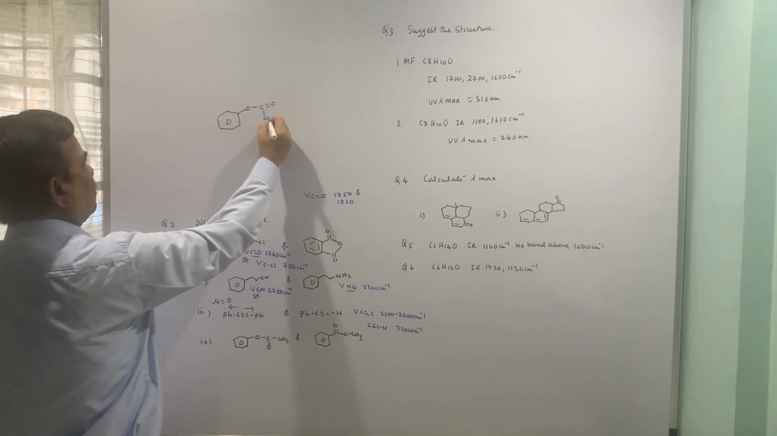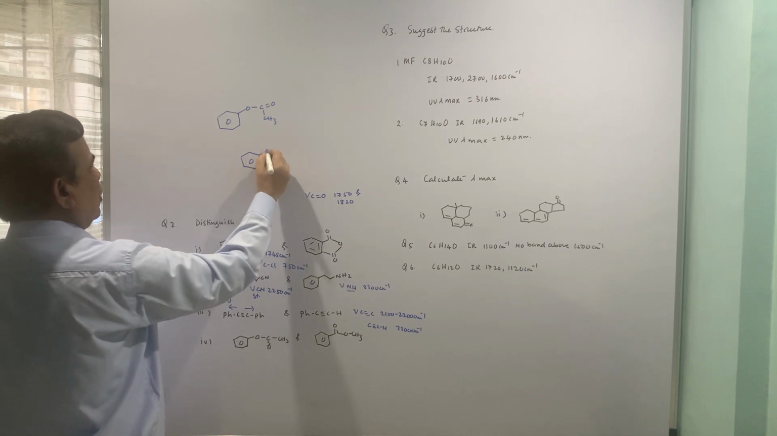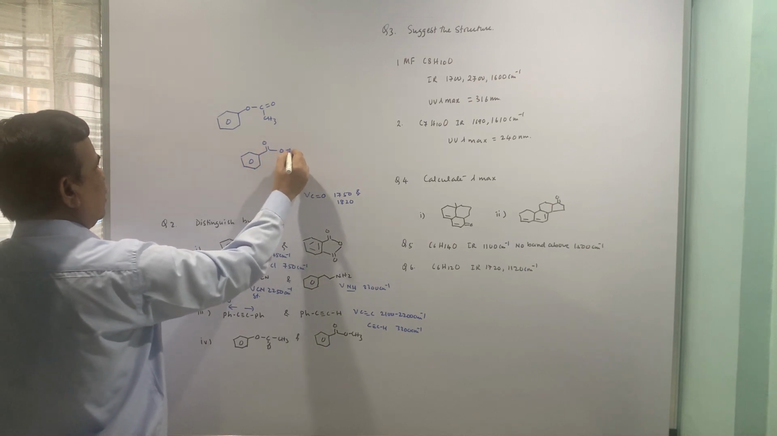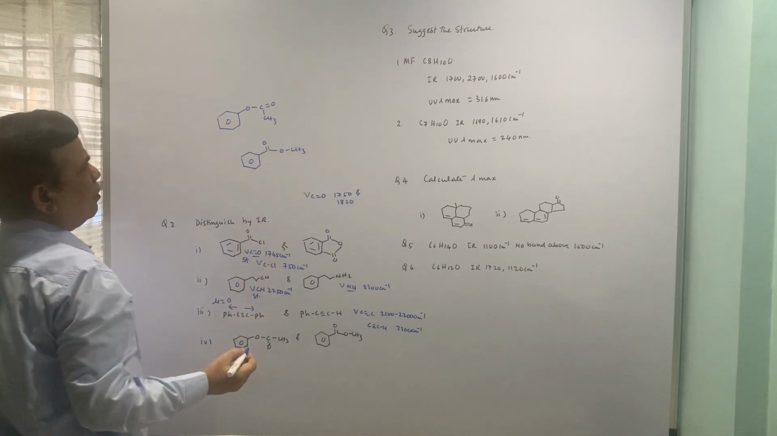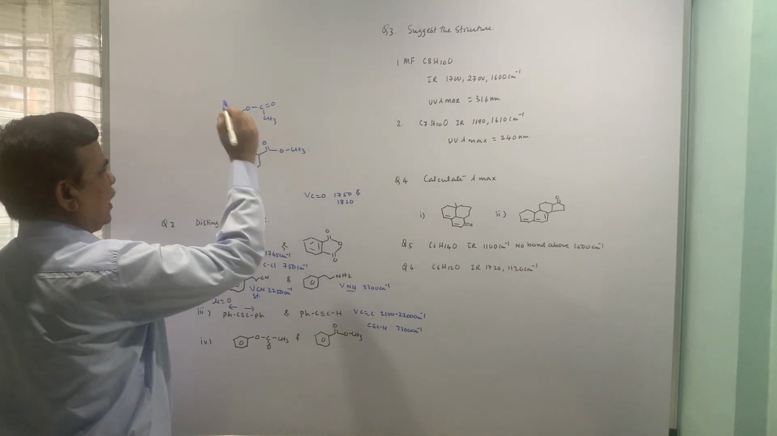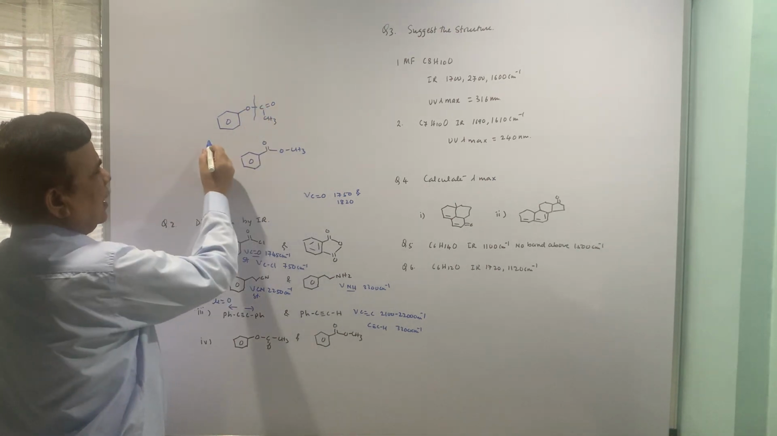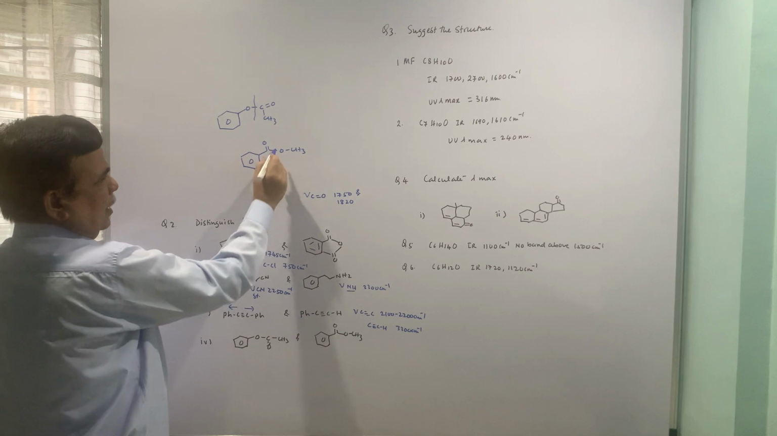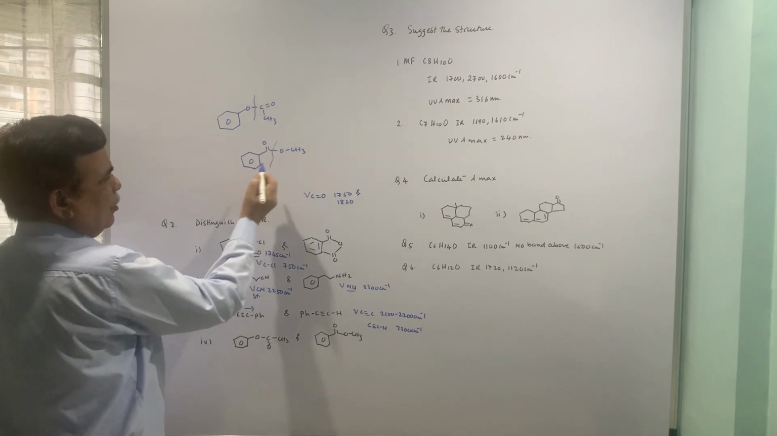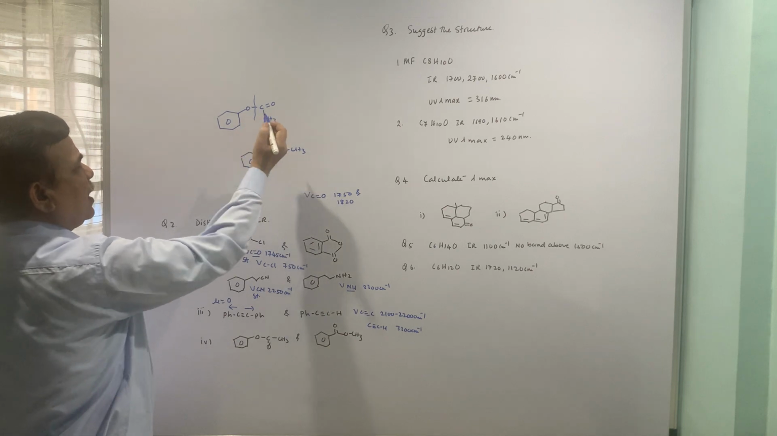OCOCH3, this is one, and the other one is COOCH3. So, this is phenyl acetate, this is methyl benzoate. Phenyl acetate, because if I hydrolyze it, I will get phenol and acetic acid. If I hydrolyze this, I will get benzoic acid and methanol. So, methyl benzoate, phenyl acetate.